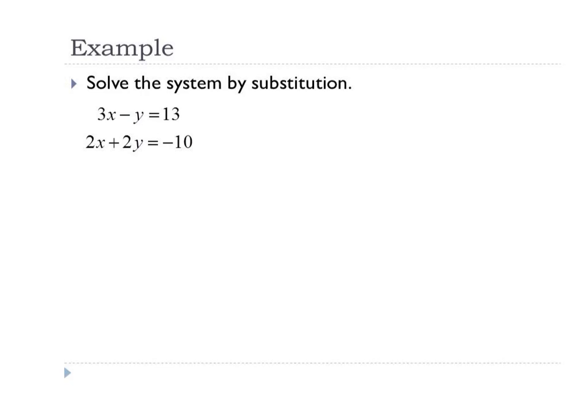So step number 1 was to solve one of the equations for one of the variables. My suggestion would be the first equation for y, because it's the only one with a 1 as a coefficient. So you can subtract 3x, divide by -1, or I'm going to add y. So we're going to get 3x equals 13 plus y, and then I'm going to subtract the 13, switch it around here, y equals 3x minus 13. So there's step number 1.